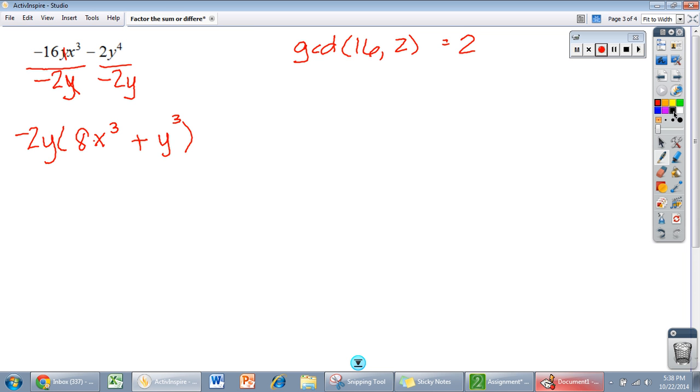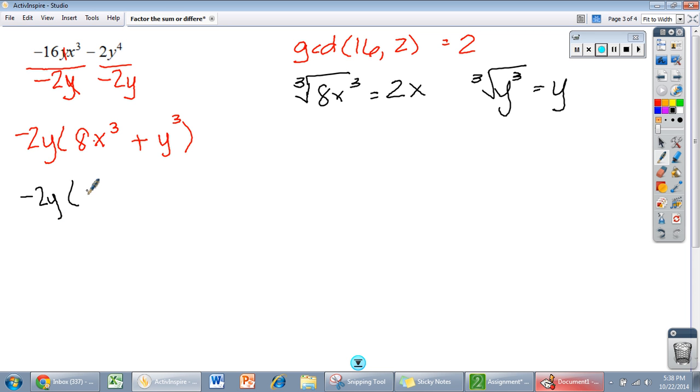Okay, so now we're going to pull over here and ask, what is the cube root of 8x to the third? You can put this in your calculator, but the cube root of 8 is 2. The cube root of x to the third is x. Our second term, the cube root of y cubed, is just plain old y. So let's write down negative 2y, and our a term, in other words, is 2x. Our b term is y. We're going to keep the sign the same.